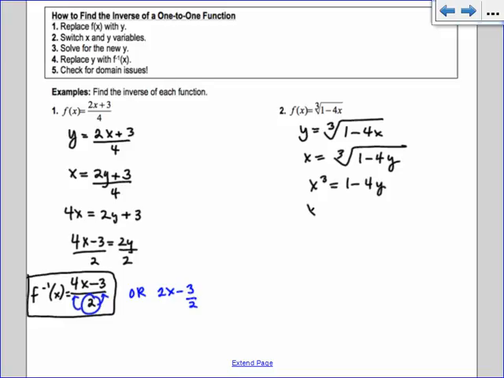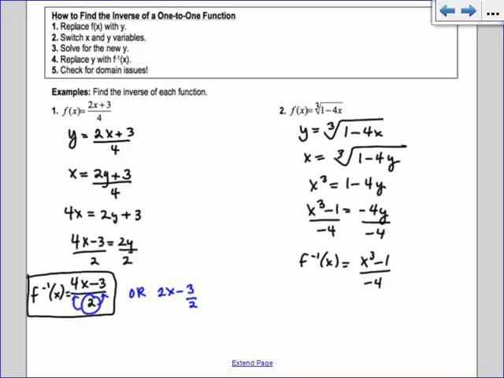We solve for y. We subtract the 1 over. We divide by negative 4. So we get f inverse of x equals x cubed minus 1 over negative 4. Now, if you're taking a standardized test, like the SAT, the PSAT is coming up, and they ask for the inverse, they probably wouldn't put your multiple choice question like this. It wouldn't look like this.